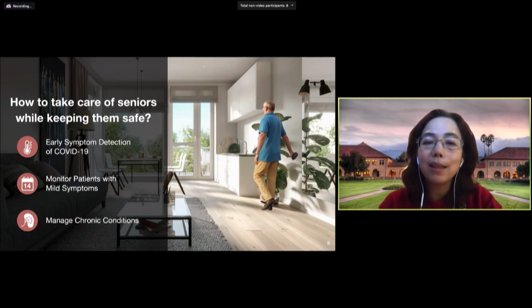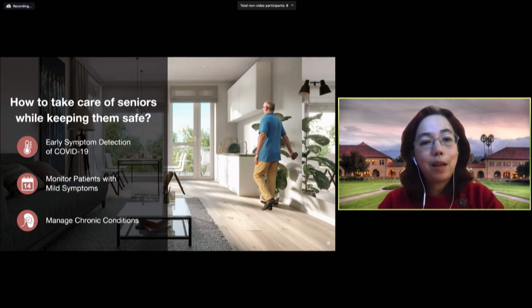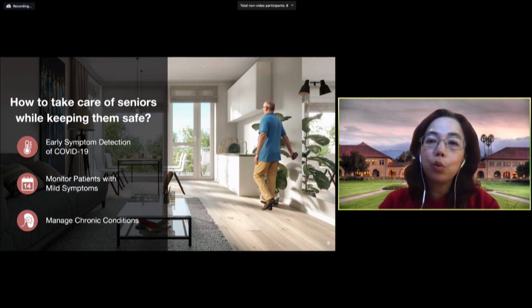So one of the key questions all of us want to ask and find solutions for is how we can take care of seniors while keeping them safe. Well, nowhere is safer than home if one doesn't need to be in the hospitals. So how can we help seniors to stay at home, yet help to continuously monitor early symptoms for infection or progressions of mild symptoms, and or even continue to manage their base chronic health issues?